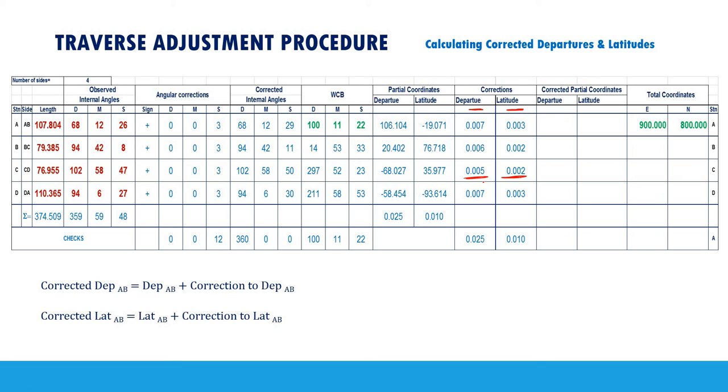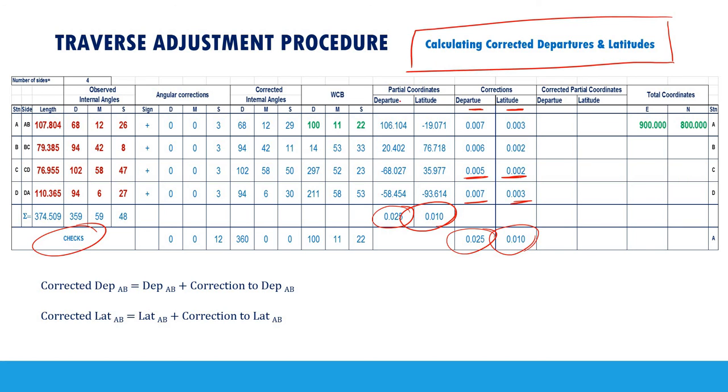This is for line CD, this is for line DA. And also you can check your answers. Don't forget to check. The total error for the departure is 0.025, so the total correction should have the same value. The total error to latitude is 0.010, so the total correction should be 0.010. Now let's move to the next stage, which is calculating the corrected departures and latitudes, which is very simple in fact.